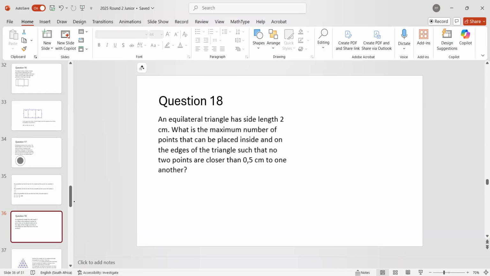It says here that an equilateral triangle has side length 2 centimeters. What is the maximum number of points that can be placed inside and on the edges of the triangle such that no 2 points are closer than half a centimeter, 0.5, to one another?